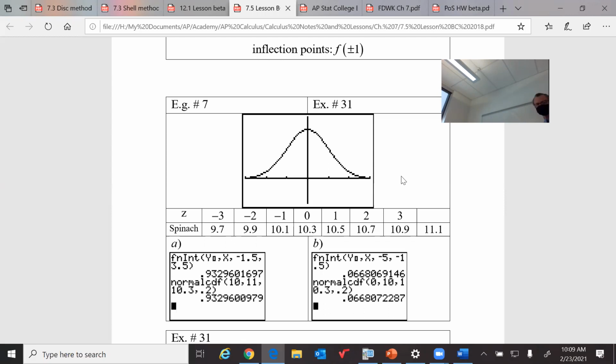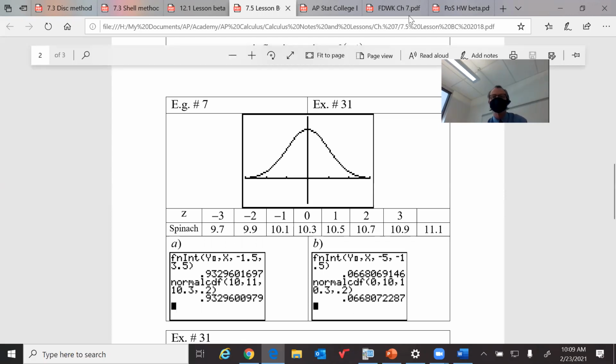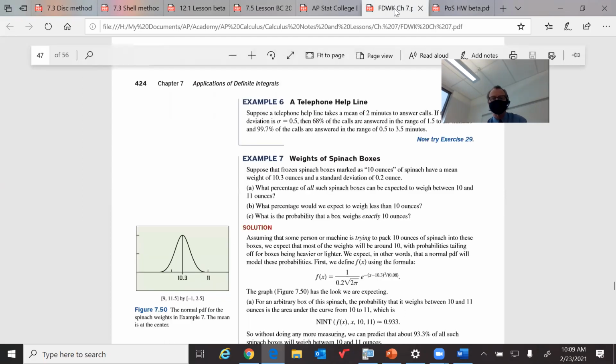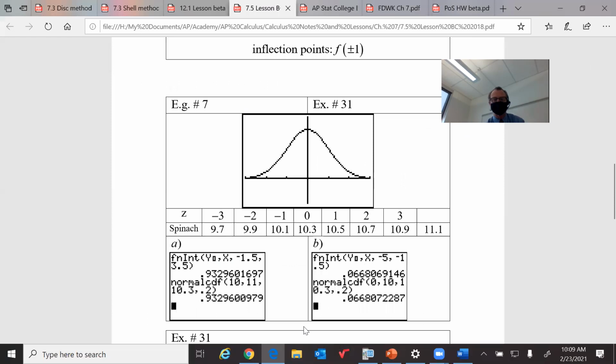Then C asks, how many are exactly 10? The line has no dimension. There's no answer to that. Right at 10, that line has no dimension. There are none that are exactly 10. We can't predict that, okay? So put this up here. That's your model for you to go to problem 31.